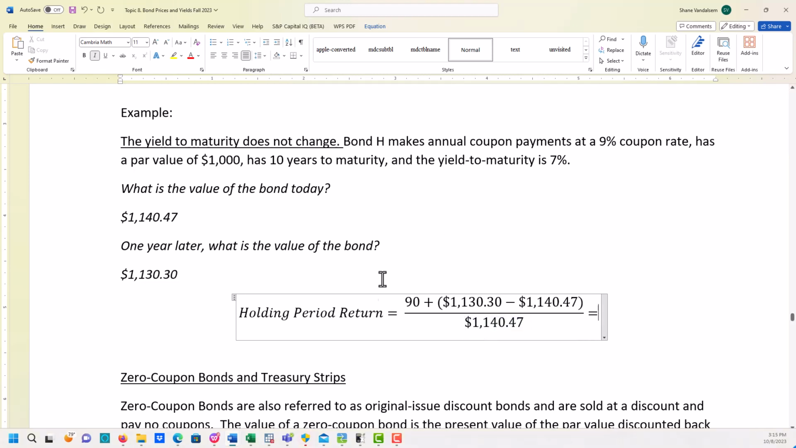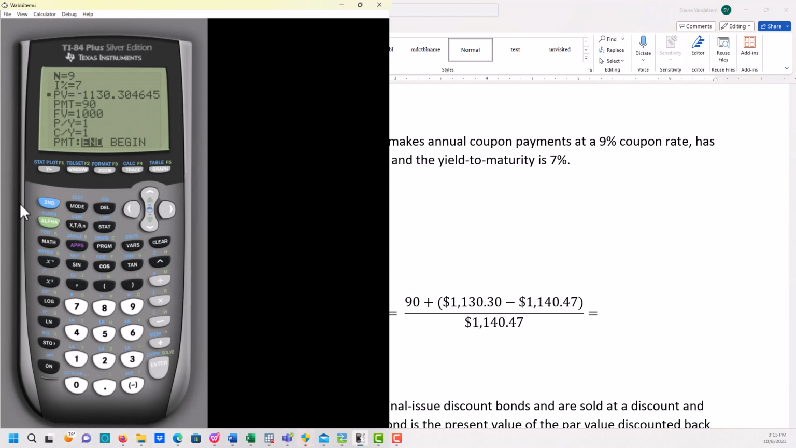So now I'm going to calculate my numerator. I'm going to press second and then mode to clear that out. I'm going to take 90 plus 1,130.30 minus 1,140.47. So my numerator is $79.83. I'm going to divide that by 1,140.47. And I get an answer of 0.06999997, or if we rounded that, it's 7%. Okay, it's 0.07.